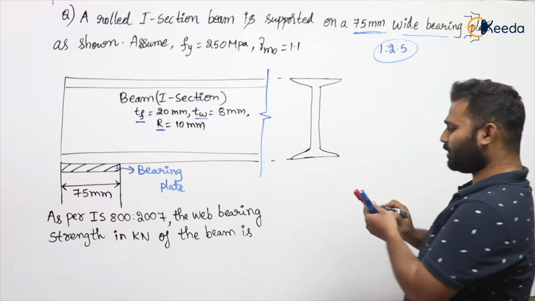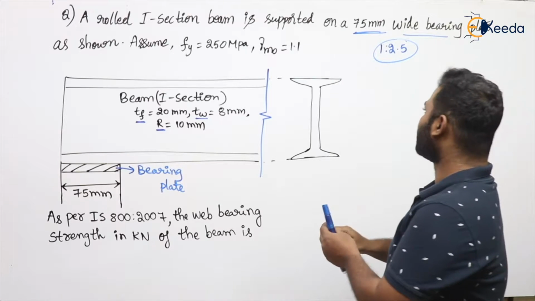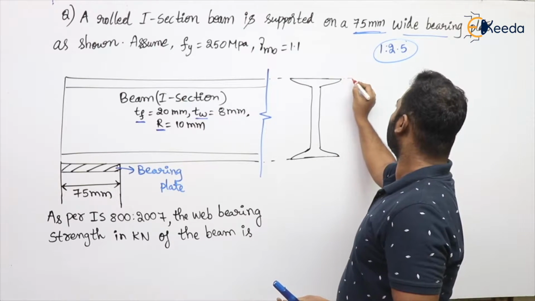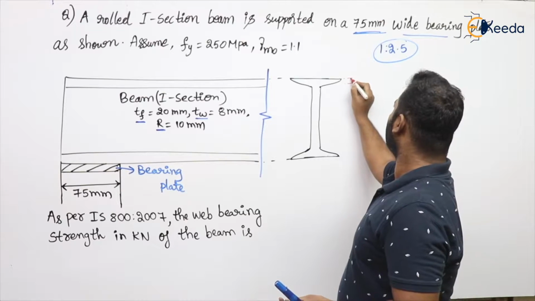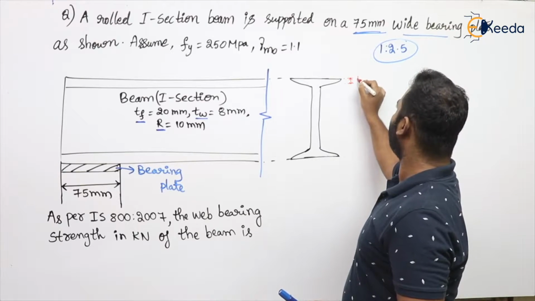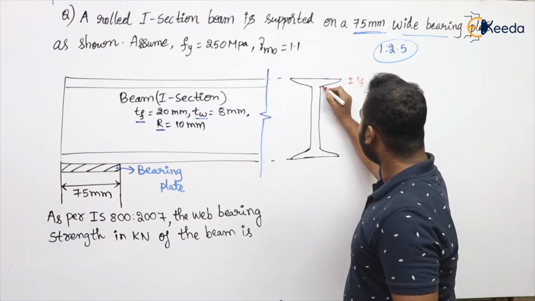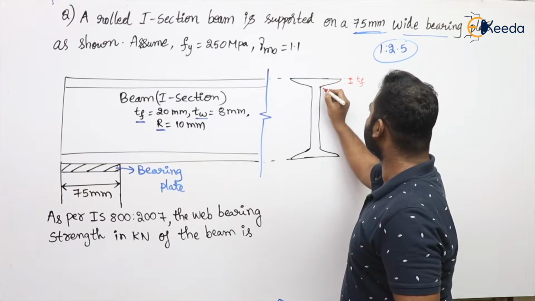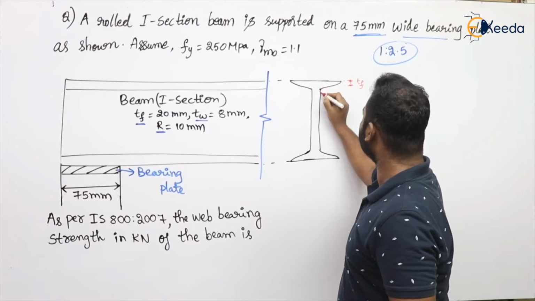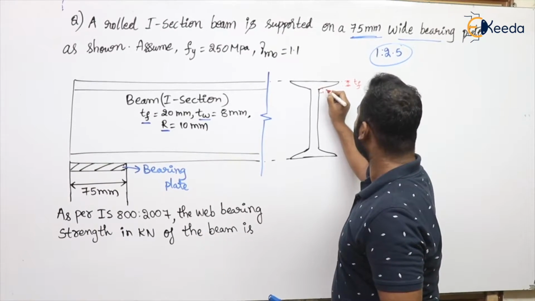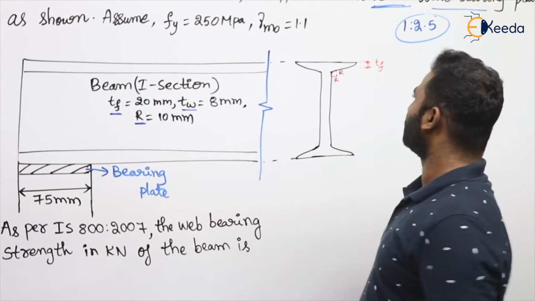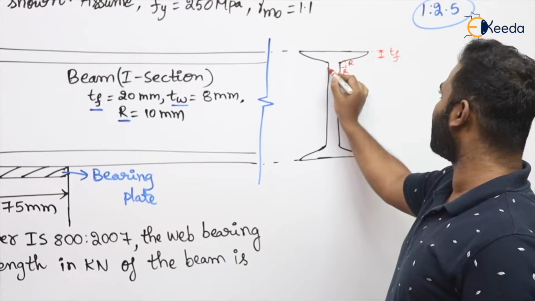This is the cross sectional view of the I section. This is the flange thickness TF, and this is the root radius R, and this is R. From here the web starts.